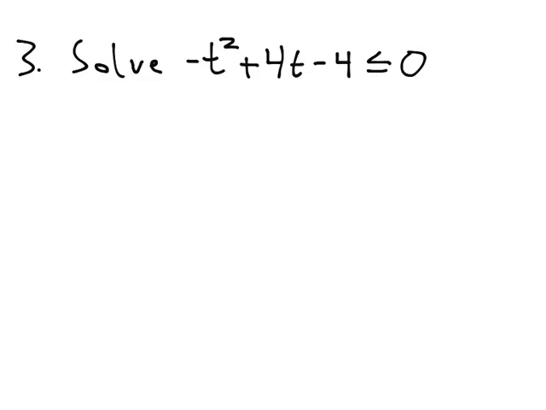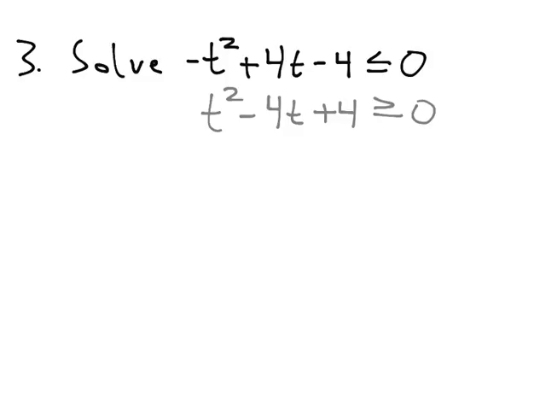For number 3, we have to solve another quadratic is less than or equal to 0. There are a couple ways to start this off. What I'm going to do first, though, is I'm going to get rid of that negative in front of t squared. I'll explain why afterwards. So here, if I multiply everything by negative 1, I get t squared minus 4t plus 4, and I have to switch this sign now, so it's greater than or equal to 0.